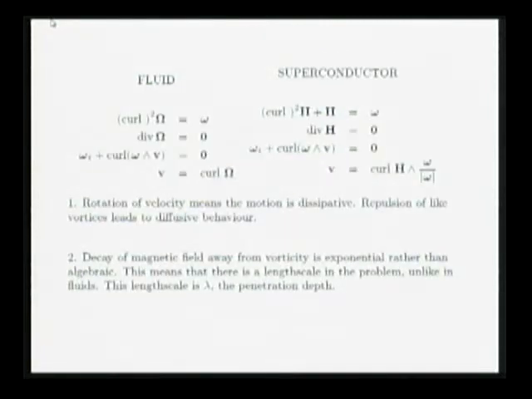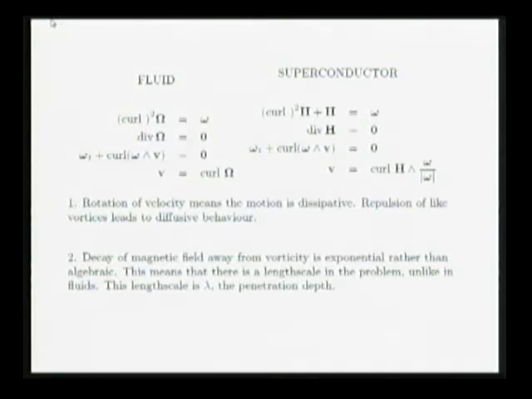Okay, so here's the summary. I've got the Euler equations on this side, written in terms of this vector stream function that I introduced, the vorticity, and the fluid velocity. And I've got this new analog of the Euler equations for three-dimensional vortex filaments in a superconductor, for the magnetic field, the vortex density, and the vortex velocity. And you can see that they're sort of similar.